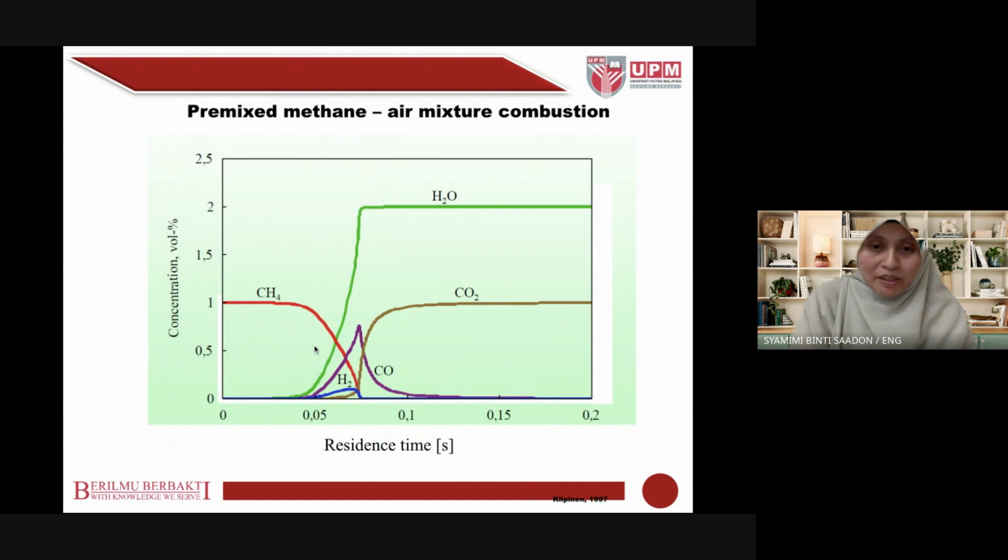So, for example, at the beginning, the reactants are methane, CH4, and the air. It's not being seen. I think it's the purple one. Okay. So at the end, the blue one. At the end, the combustion process produces H2O, carbon dioxide increases, some hydrogen, a small amount of hydrogen, and a small amount of carbon monoxide.